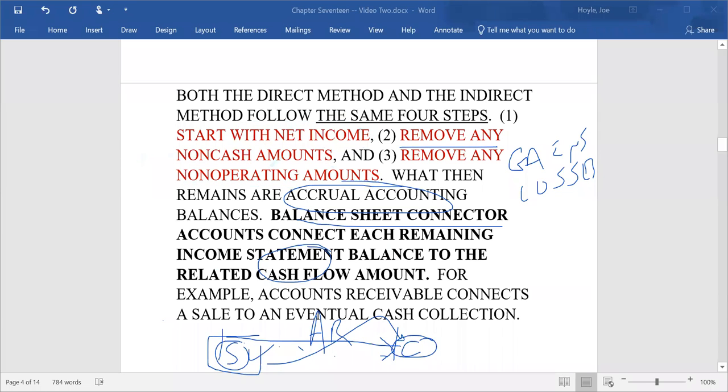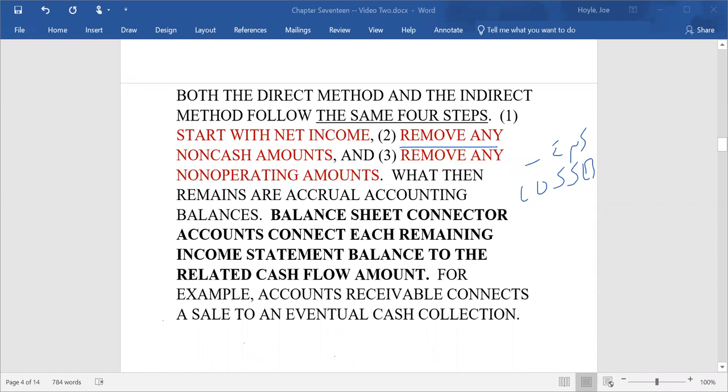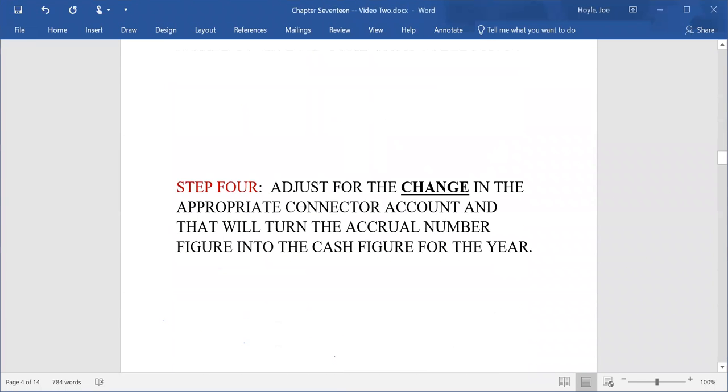So the 4 steps are the same as we've done before, but they will certainly look different. The first one is we will take net income. We will eliminate the non-cash items. We'll eliminate the non-operating items. And then we will adjust the accrual accounting numbers to cash numbers using the change in the balance sheet connectors.